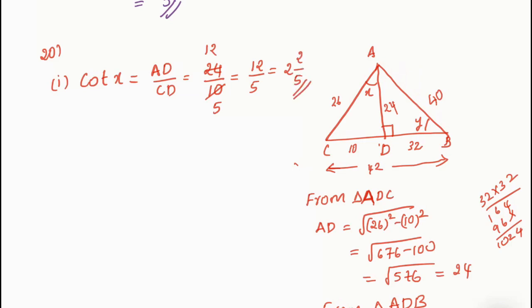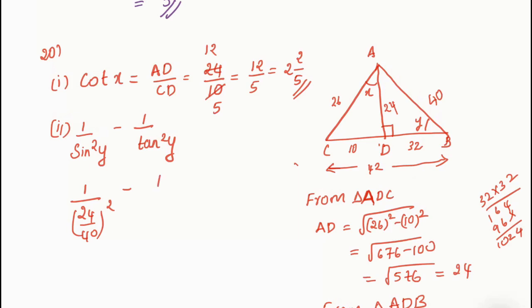Now coming to the second sub question: 1 by sine square y minus 1 by tan square y. So it's related with y now. Sine square y, with this triangle, y: perpendicular by hypotenuse, 24 by 40, square, minus tan square, which will be again perpendicular by base, right? So perpendicular is again 24 by base is 32, whole square.